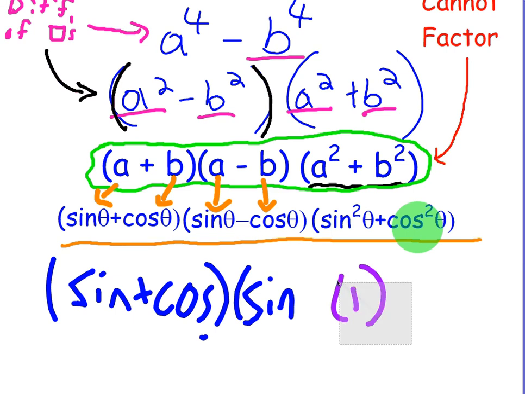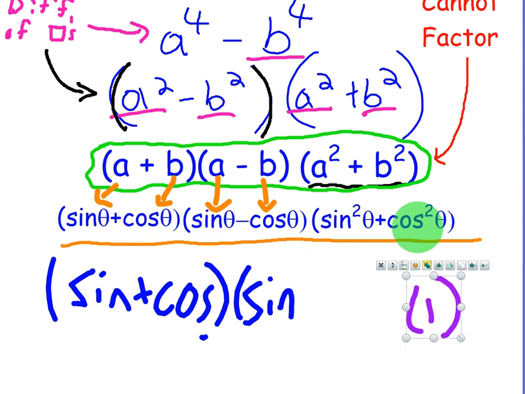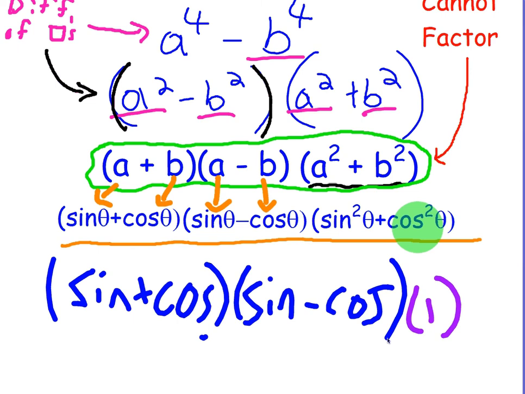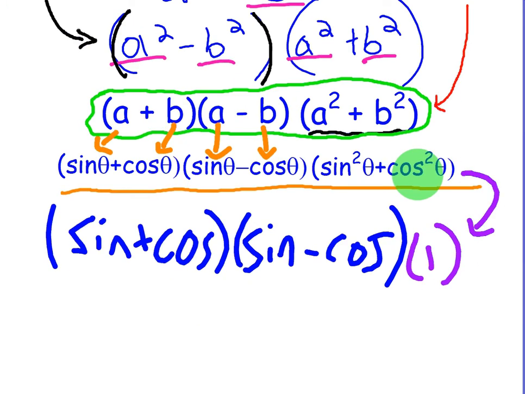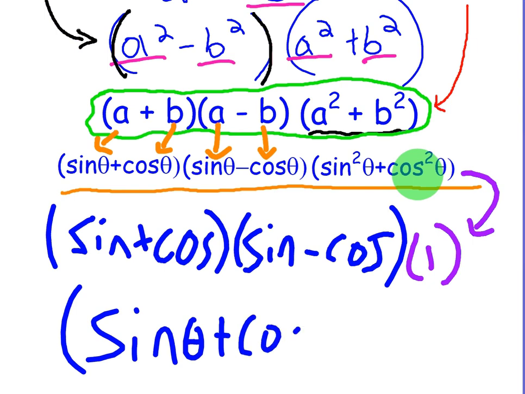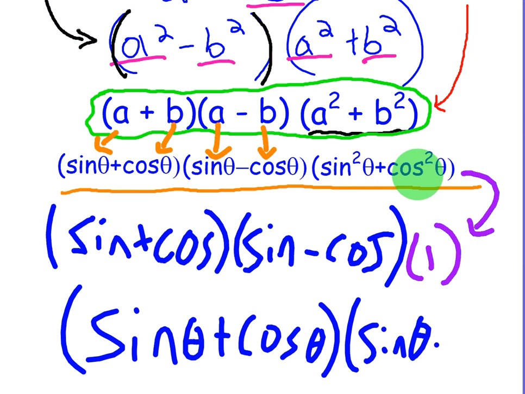Let me just go ahead and lasso this over to the right. Okay, and that's times 1. And again, you'll learn that sine squared plus cosine squared is equal to 1. Now, if you have something times 1, it just equals itself, right? So if the direction said factor and simplify, then your final answer would be sine of theta plus cosine of theta times sine of theta minus cosine theta.